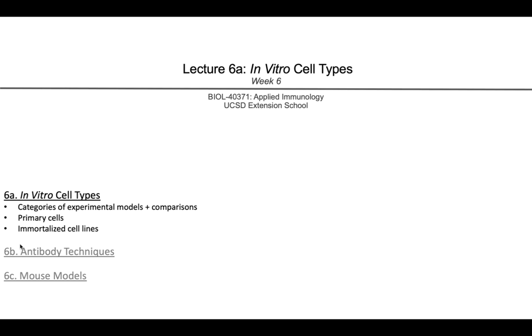Welcome to Lecture 6A, the first talk for Week 6 of this course. This module will cover experimental tools and techniques used in immunology research, and we will start today by talking about the different types of experimental models that are typically used for immunological research, as well as the two main categories of cells used for cell culture or in vitro experiments, which are primary cells and immortalized cell lines.